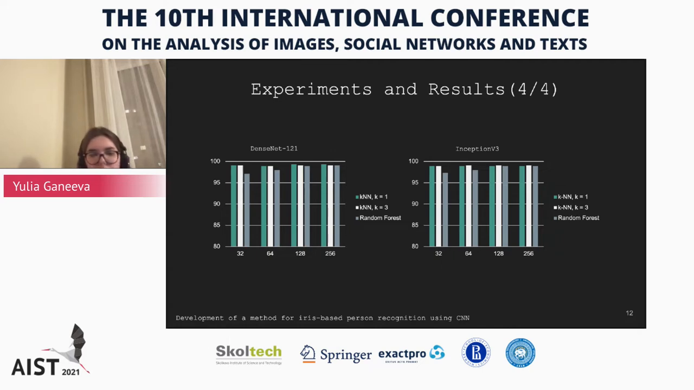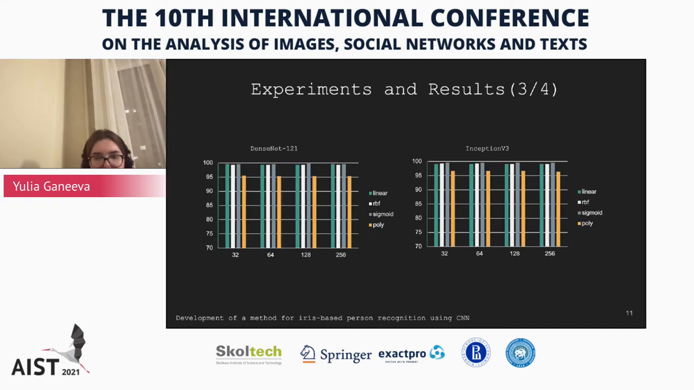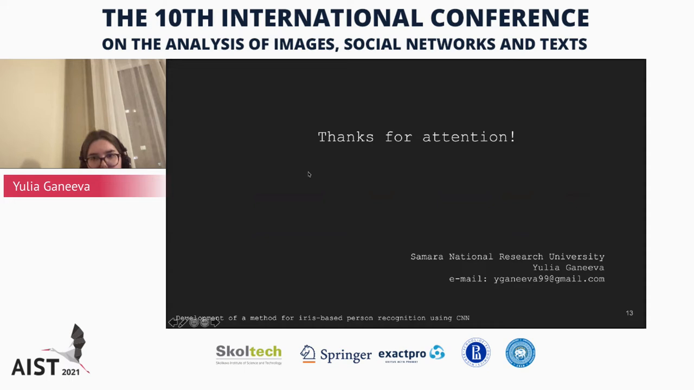As can be seen, the best classification quality was provided using the DenseNet architecture and amounted to 99.78%. In this case, the cropping and scaling approach was used for normalization. The optimal number of PCA components is 128. And the optimal classifier is the support vector machine with sigmoidal kernel. This is the result. Thank you for your attention.